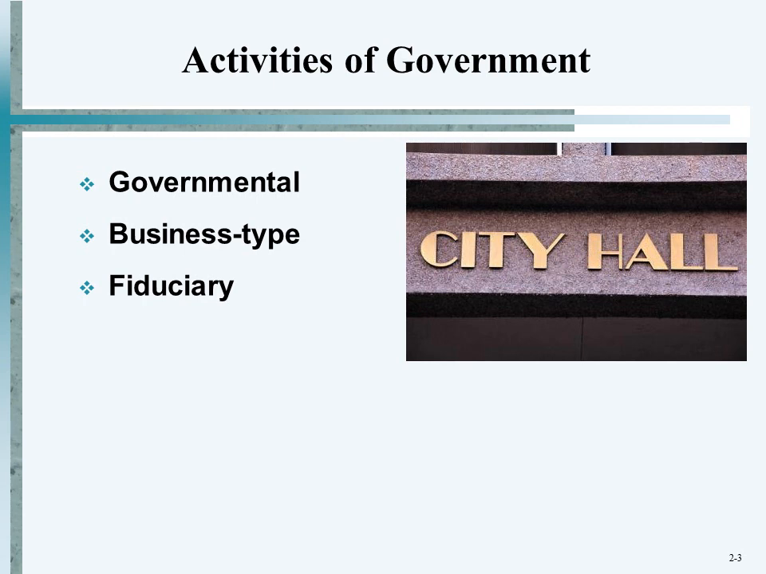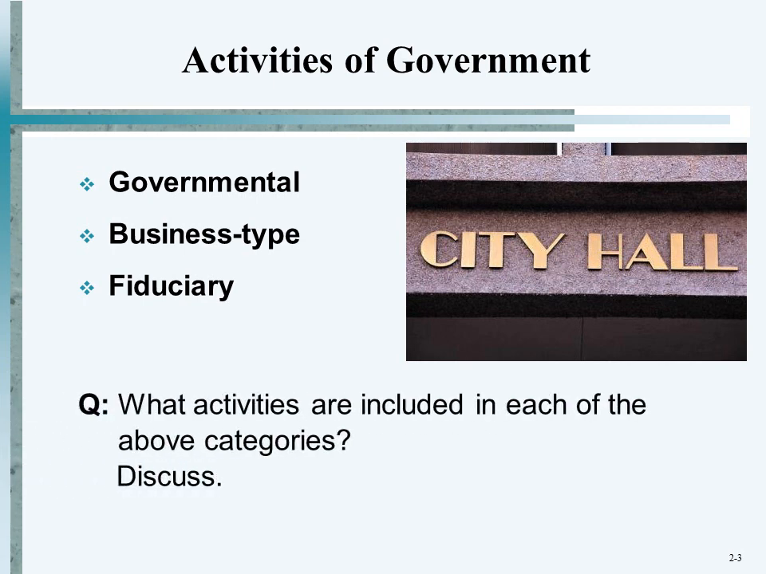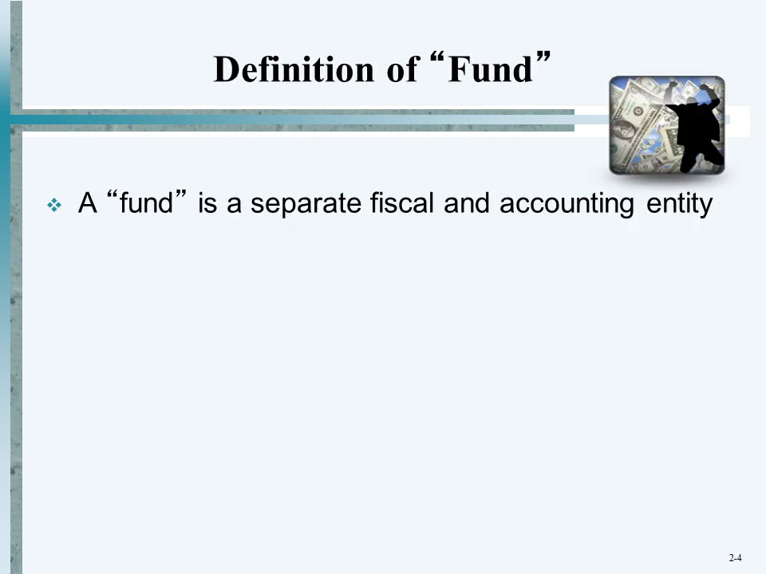There's three different activities of government. There's state and local government. There's governmental activities, business type activities, and fiduciary activities. And we're going to cover the activities that are in these. First, though, we want to talk about what's the definition of a fund.